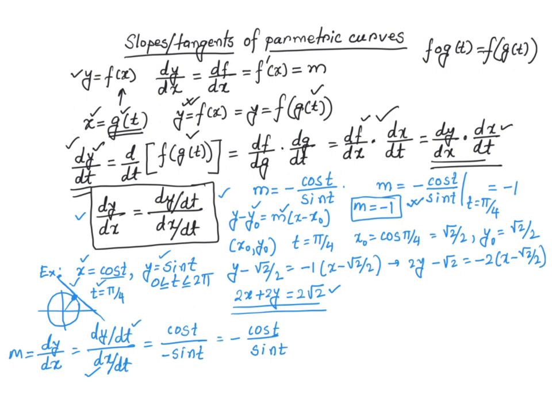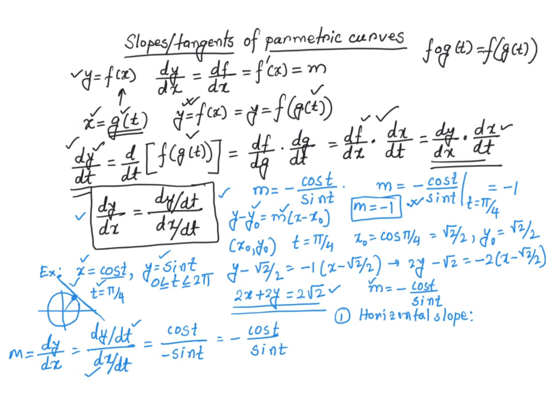Now, I'm going to talk about a couple of special cases. My slope, by the way, is equal to negative cosine of t over sine of t. One special case is horizontal slope. When is my slope going to be horizontal? That means when slope is 0, when the m value is 0.